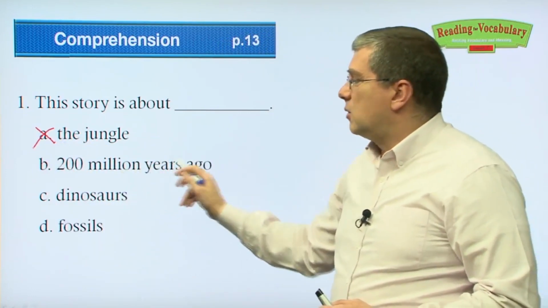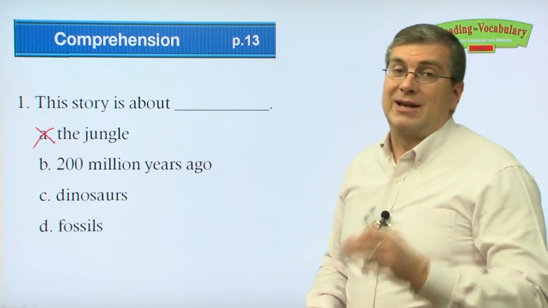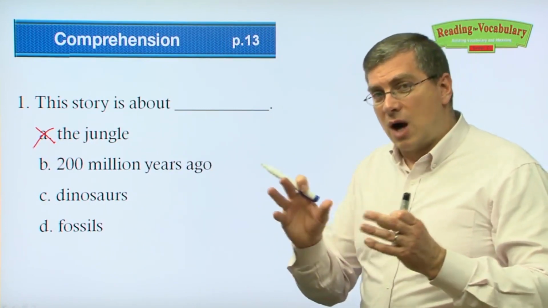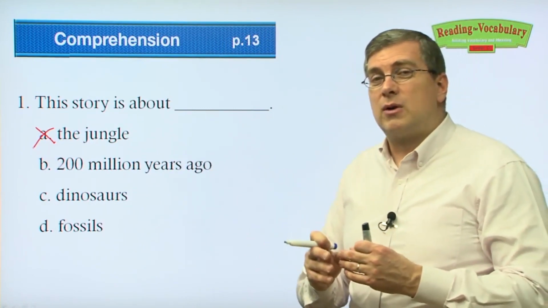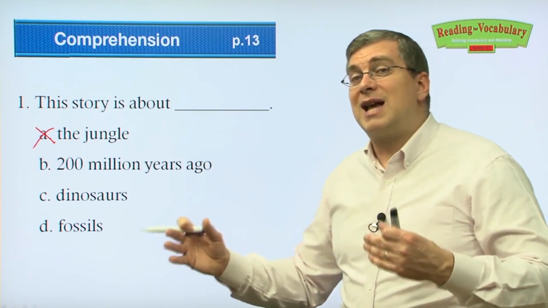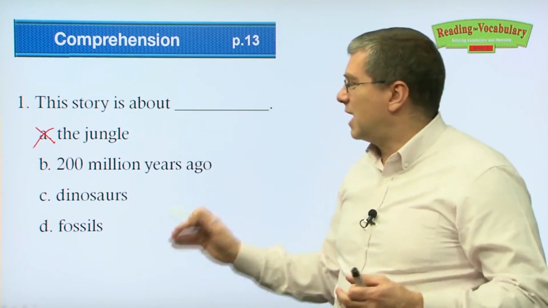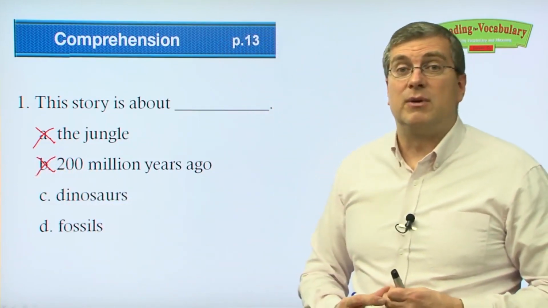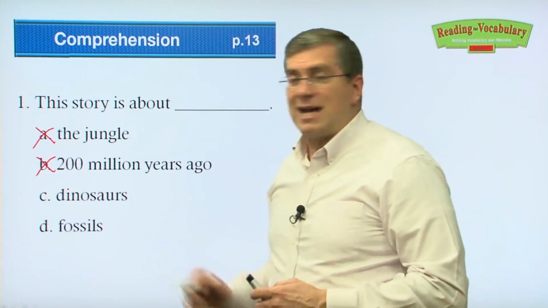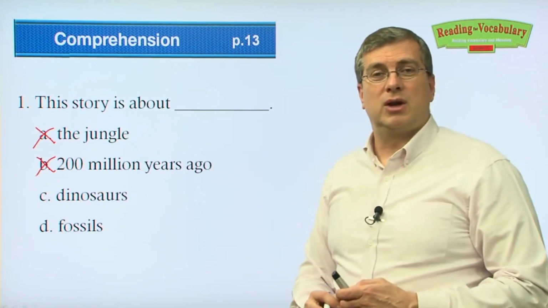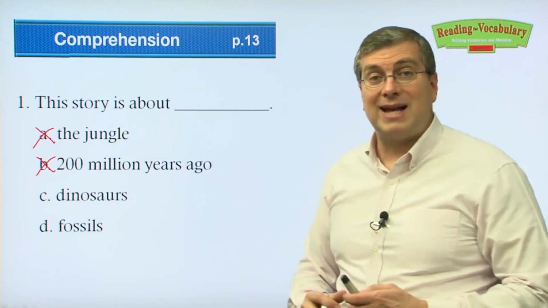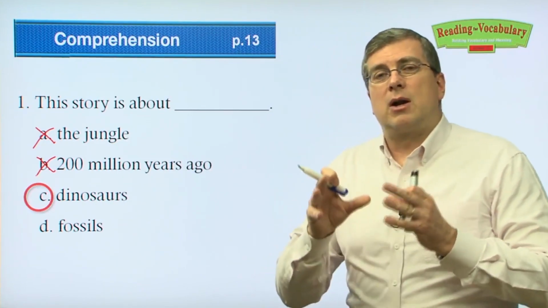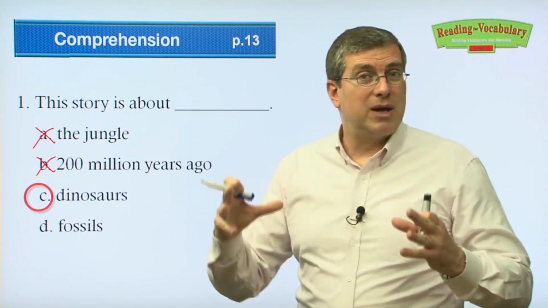Was the story about 200 million years ago? That's when the story started, right? But it was also about 150 million years ago, and also for a very long time, dinosaurs ruled the earth. So it's not just 200 million years ago. Besides, that's not the main subject of the passage. C, dinosaurs. Hey, this story was about dinosaurs, wasn't it? That's the right answer. Because the story started a long time ago when dinosaurs appeared.